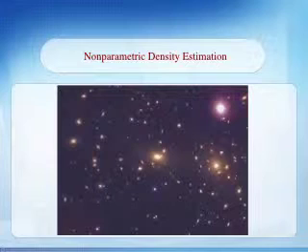Kernel estimator to get a smooth estimate. We use a smooth weight function called a kernel function. The most popular is the Gaussian kernel. K of u is equal to 1 over the square root of 2 pi times the exponential of minus u squared over 2.